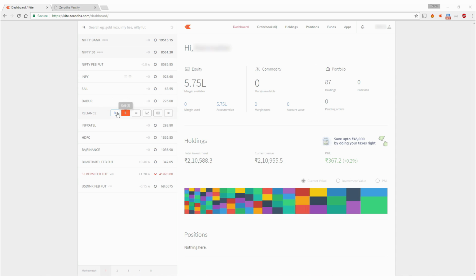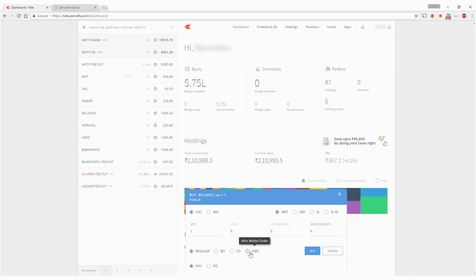Just open up the regular order form, choose more options and select AMO. While placing an AMO, you can place it for CNC or MIS, and order types like market, limit, SL, and SLM can be used.